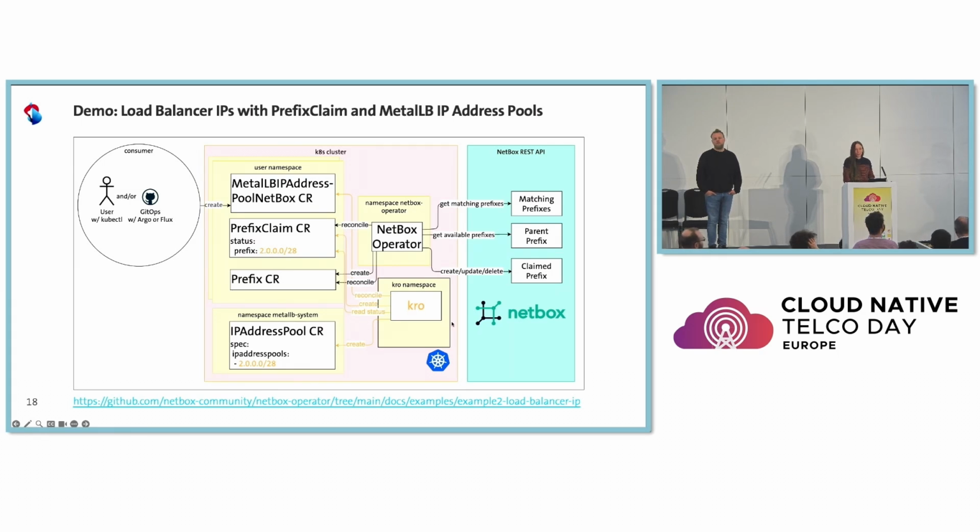Kyverno is a tool where you can define mappings between fields of different CRDs. And I've already installed Kyverno and this mapping on my Kind cluster. So you can see again how the prefix is mapped to the MetalLB IP address pool. And then we'll be able to get IP addresses from this pool assigned to our services.